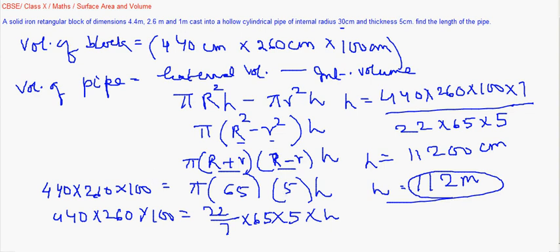Let me move on to another question. I write the question first. A well whose diameter is 7 meter has been dug 22.5 meter deep, okay, and the earth dug out is used to form an embankment around it.